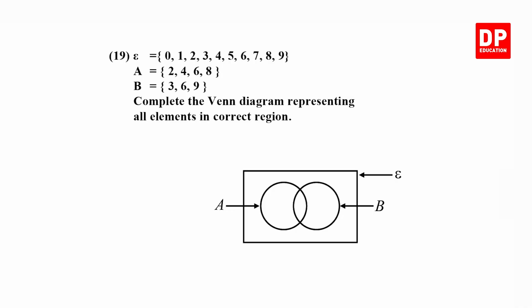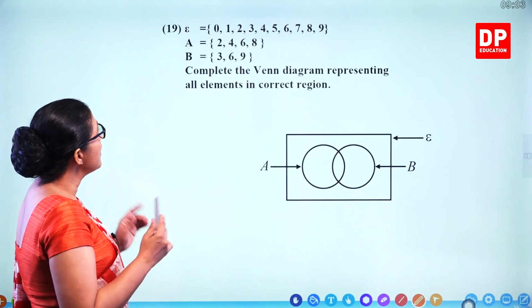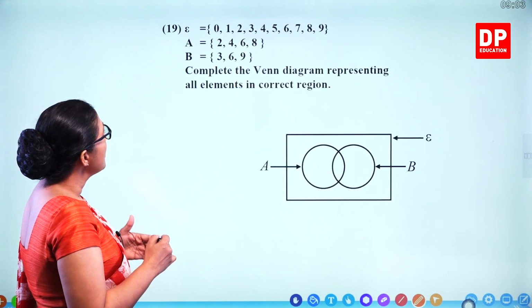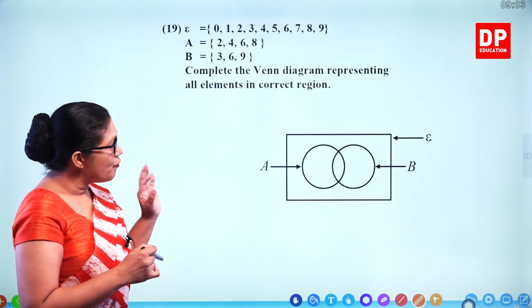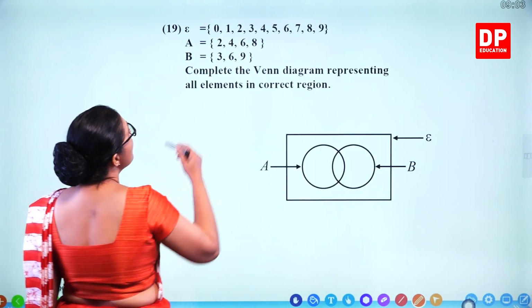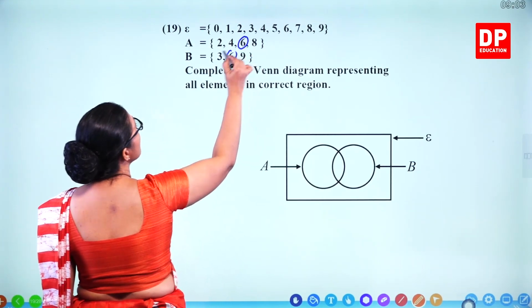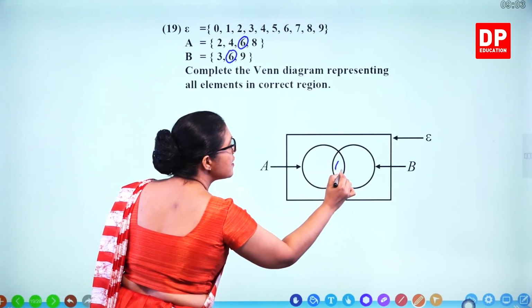Question number 19. Complete the Venn diagram representing all elements in the correct region. So epsilon means everything, 0, 1 up to 9. A is 2, 4, 6, 8 and B is 3, 6, 9. To fill this, you need to find the common one first. What's the common one? A and B common one is 6. So you can put 6 here.